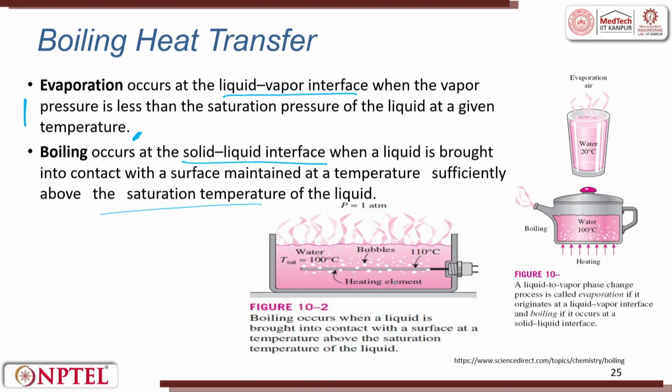So, you see here this is the pan, in which you have a heater, an immersion heater rod. At the solid-liquid interface, when the liquid is brought in contact with a surface at a temperature sufficiently above the saturation temperature of the liquid, boiling happens. So, these are all boiling. Bubbles are formed, boiling happens. When you talk about evaporation, the vapor pressure must be less than the saturation pressure of the liquid.